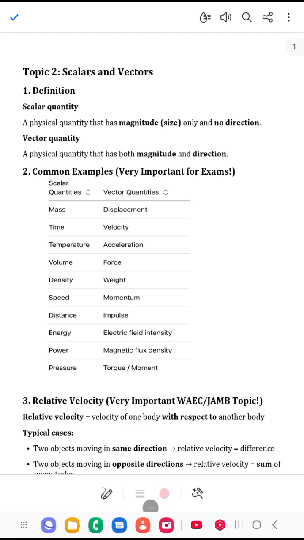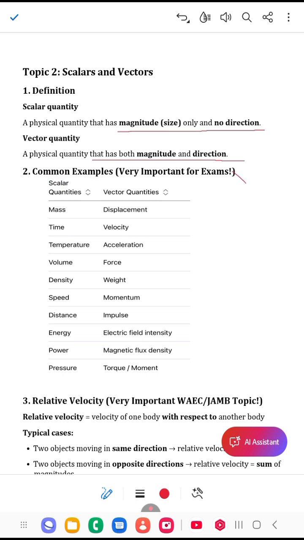Welcome to today's class. Today we are going to be treating the second topic in the JAMB physics syllabus, which is scalar and vector. Now let's go. A scalar quantity is a quantity that has magnitude but no direction, while a vector quantity has both magnitude and direction. So we have to know that a vector has both magnitude and direction, while a scalar has only magnitude but no direction.